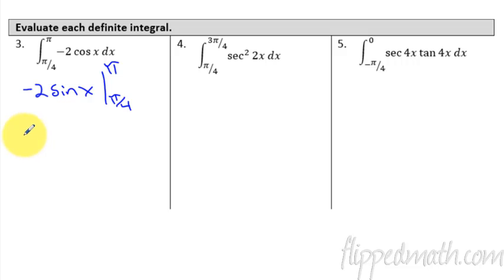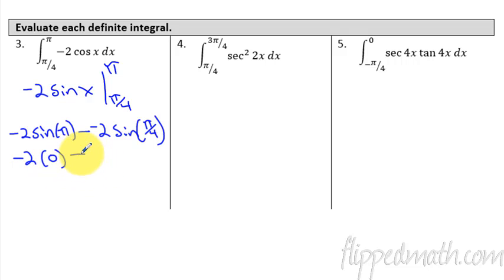So let's plug in that pi first. -2 sine pi. And now I'm going to say minus. I tend to just do the whole thing again. So I'm going to say -2 sine of pi over 4. So then this becomes -2 times sine of pi is 0 plus 2. And then sine of pi over 4 would be the square root of 2 over 2. All right, so this is just 0. The 2's here cancel, and you are left with square root of 2.